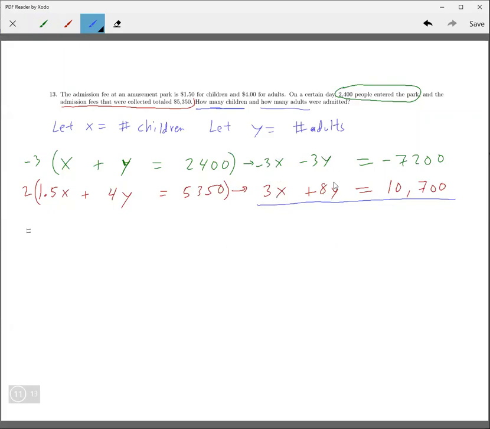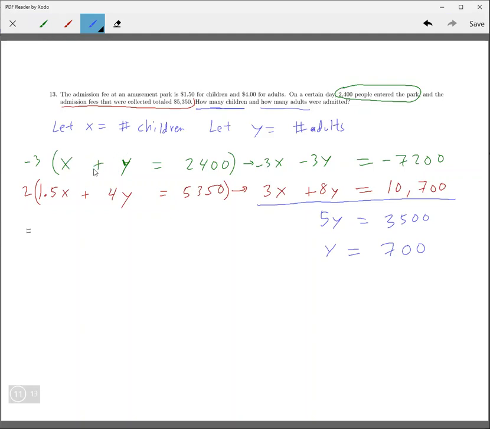Okay, so let's do that, and now we'll add these together. So the x's cancel out. The y's, this -3y plus 8y, that's 5y. Okay, and then 10,700 minus 7,200, that's going to be 3,500. Okay, and then dividing by 5 on both sides, that's going to give you 700. Okay, so that means there are 700 adults.